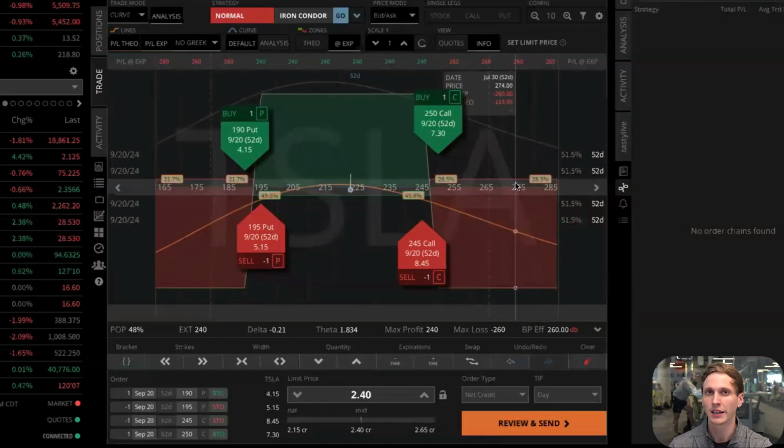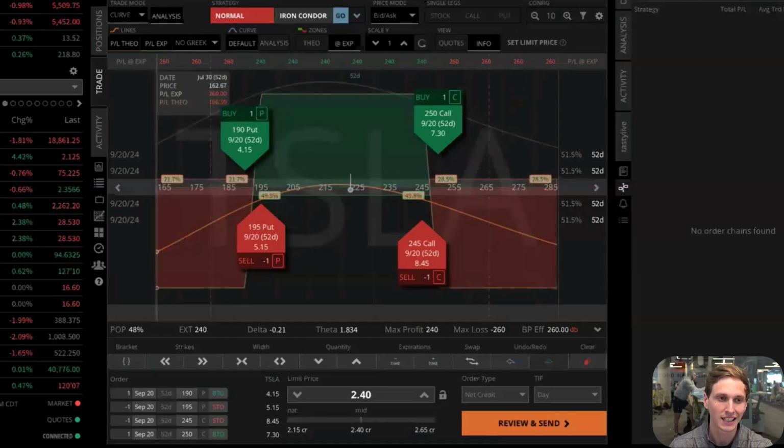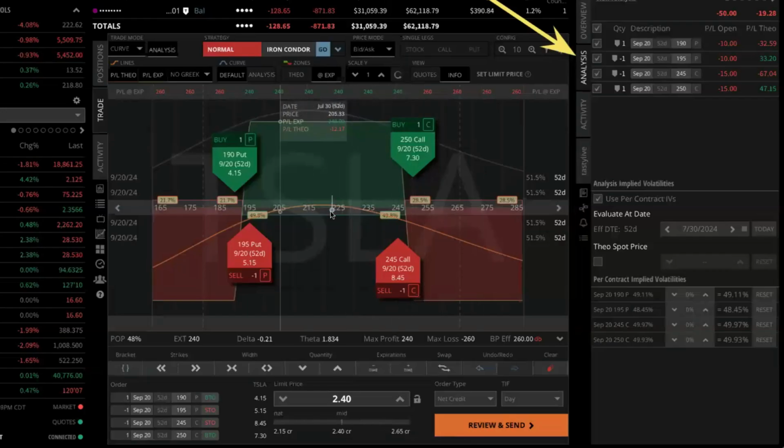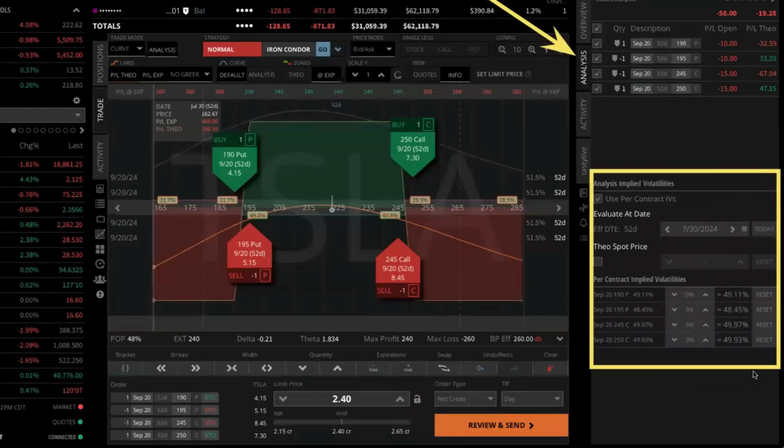But maybe I want to analyze this a little bit more before getting into this trade. What I can do is go over here, and it should auto update when you click on analysis, but I clicked off of it earlier. But when you're in this window, click on analysis over here on the right side. We're going to see all the different legs that we're currently analyzing. And then what's really nice is that we have these tools right here that we can adjust. So right now we're viewing P&L at expiration. But if we go over here and toggle off some of these things.